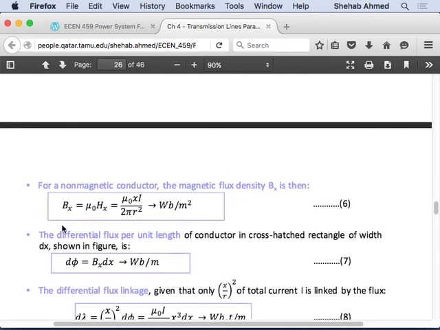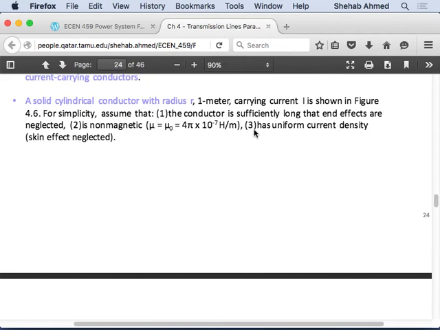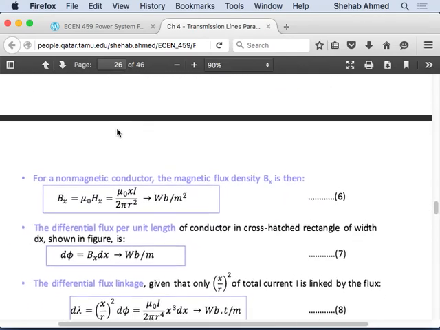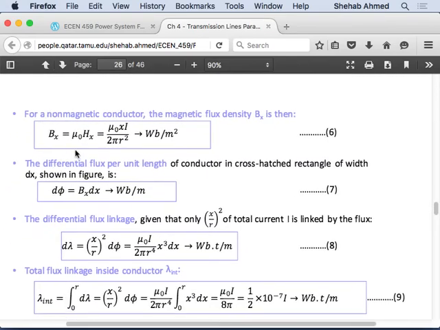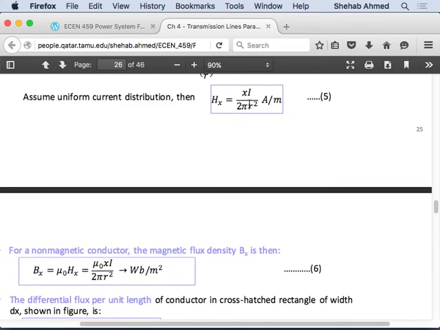We said that this conductor is in air. So the relation between the flux density and magnetic field intensity is mu naught. It's an assumption that we made here: the relative permeability is equal to 1. It's a non-magnetic material, so it's like air. So then B is equal to mu naught h of x. You just take this h of x that you have here and multiply it by mu naught.